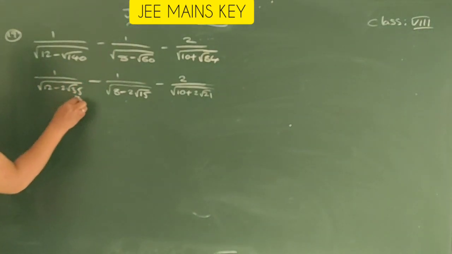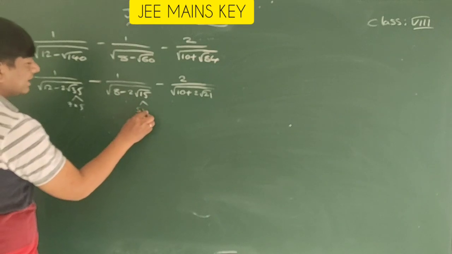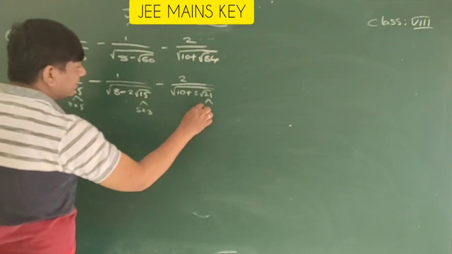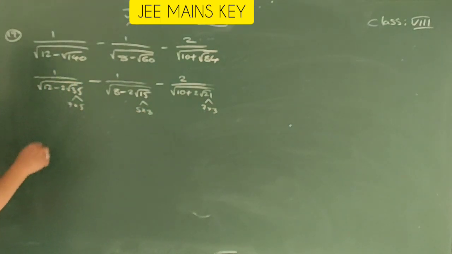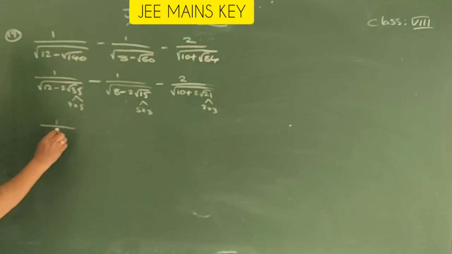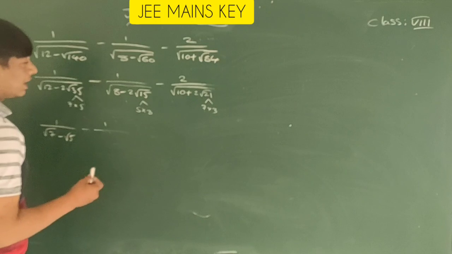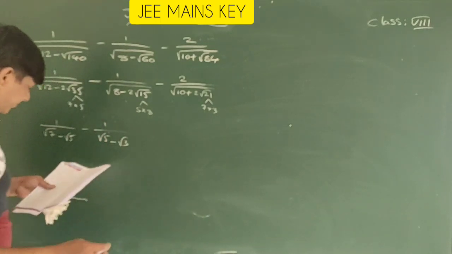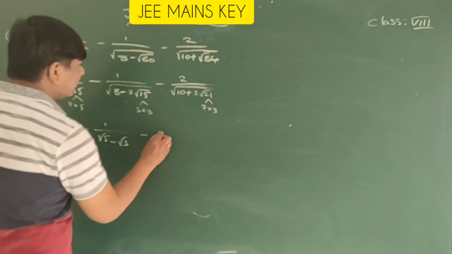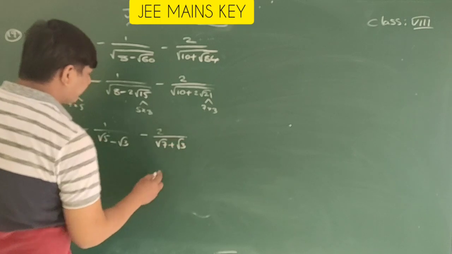Now the factors of 35 are 7 fives are 35, and 5 threes are 15, 7 threes are 21. 7 plus 5 is 12, 5 plus 3 is 8, 7 plus 3 is 10. So this becomes root 7 minus root 5. Since minus is there, the next is root 5 minus root 3. Minus 2 by root 7 plus root 3.